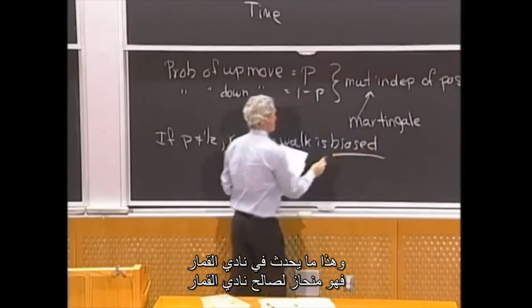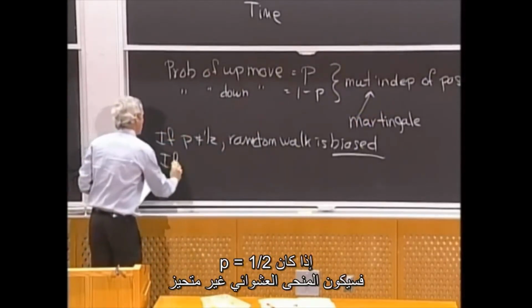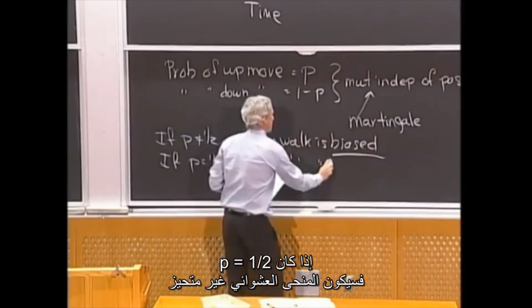And that's what happens in the casino. It's biased in favor of the house. If p equals a half, then the random walk is unbiased.